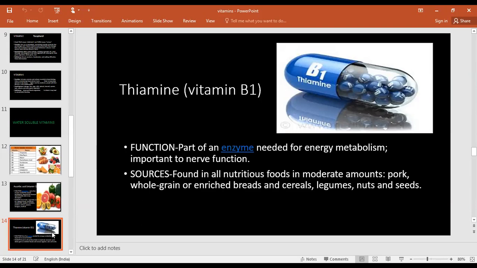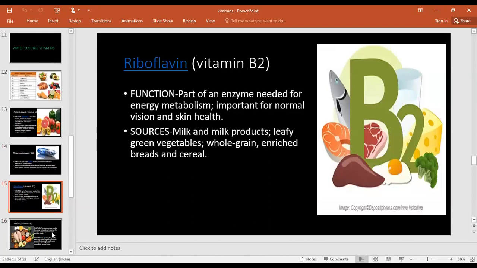Any idea? It's riboflavin. Okay. It's also needed for energy metabolism. It's needed for normal vision and skin health. The sources are milk products, and you can see in the images, egg products, liver, broccoli, fish.